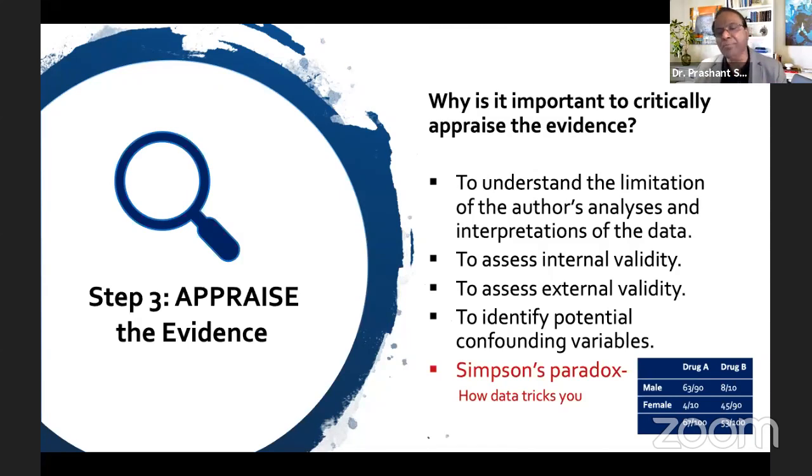So why is that happening? The simple reason for that is both groups do not have the same numbers.